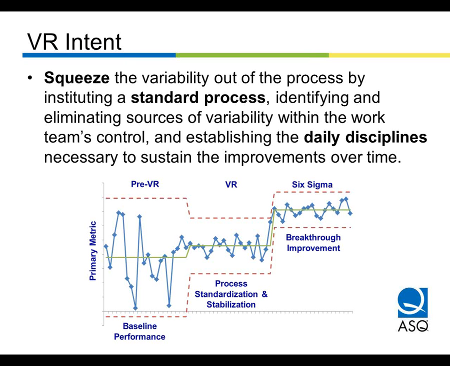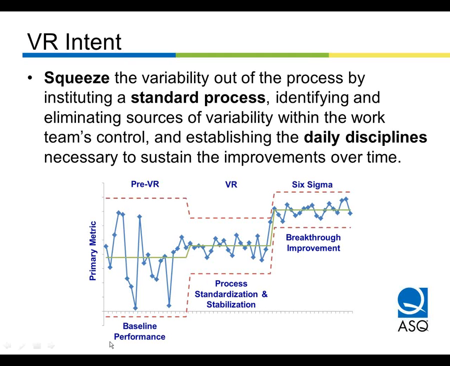The intent of the variability reduction methodology was to squeeze the variability out of the process by working with the operations teams to institute a standard process, identifying and eliminating sources of variability that were within their control, and then work with them to establish the daily disciplines that were necessary to sustain those improvements over time. So if they needed to be then at a new level of performance, that they could use Six Sigma to take that step change.